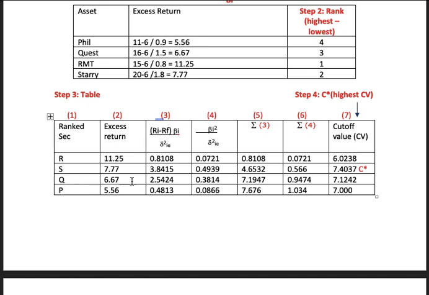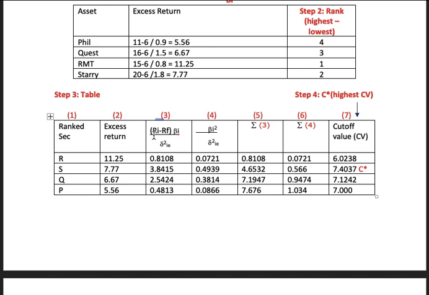Okay, so just masukkan balik the excess return. Okay, and then for column number 3, you don't have to show your working in the table, because it will be crowded lah kat sini. You can calculate straight away in your calculator and then terus masukkan. Key in saja dia punya answer dekat sini.